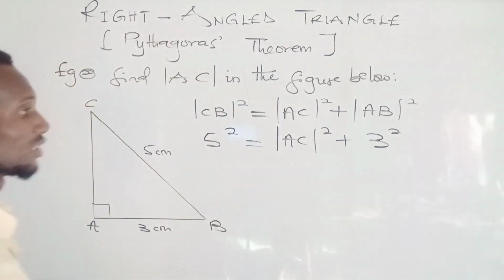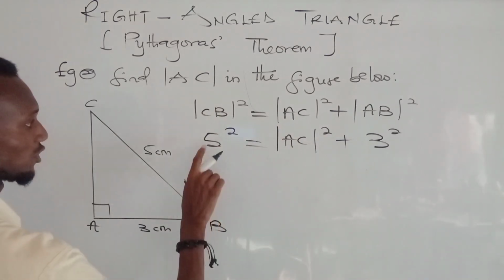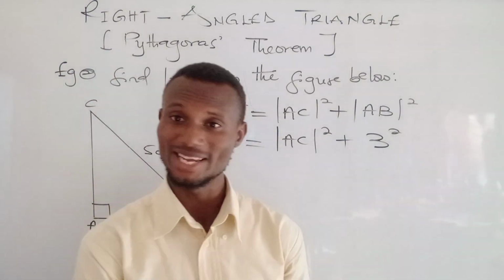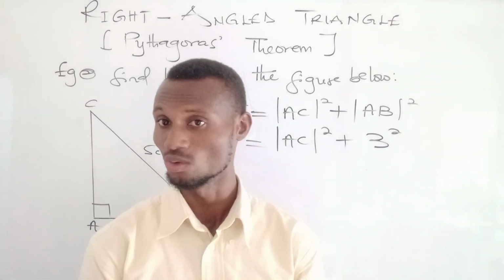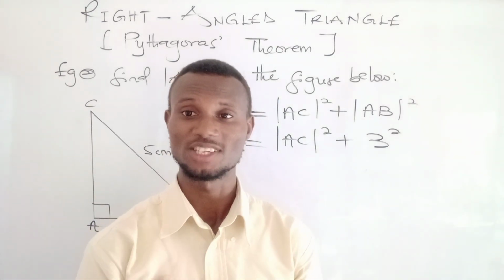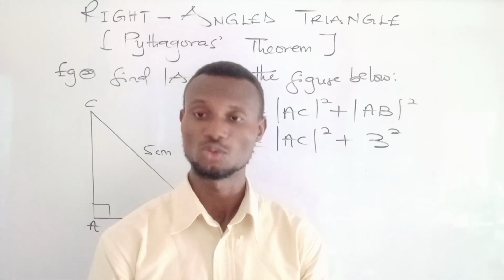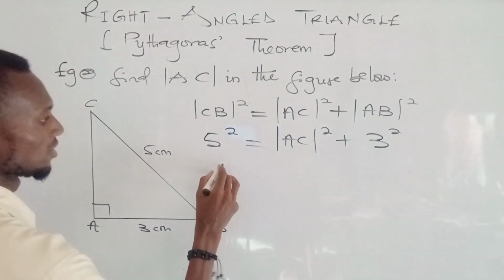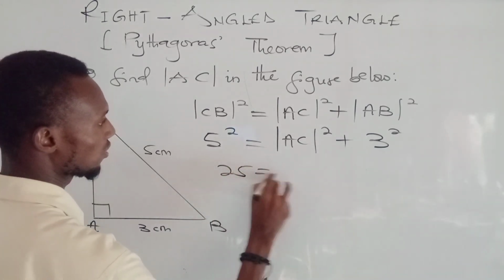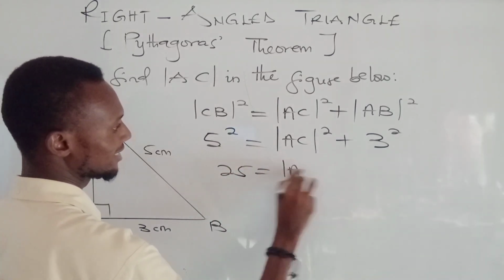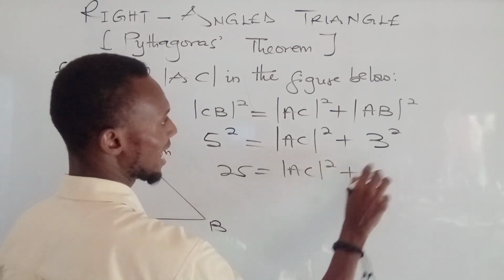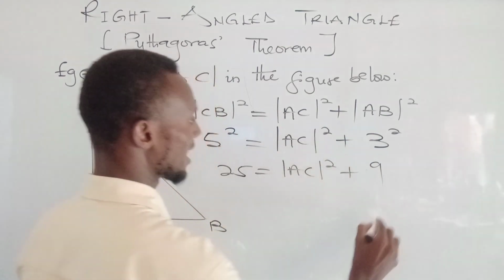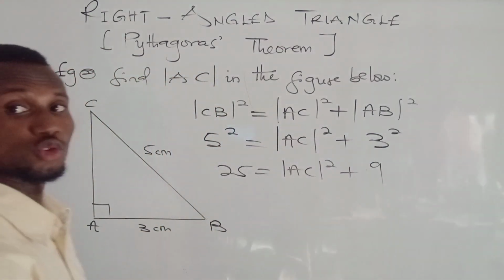I hope you understand and you agree with me up to this point. Now all that we need to do is to simplify further. So 5 squared means 5 times 5. Please, 5 squared doesn't mean 5 times 2. 5 squared means 5 is multiplying itself 2 times, which means 5 times 5, which gives 25. So I'm going to have my 25 equals, repeat your line, AC squared, plus 3 squared, which means 3 times 3, which is 9. So plus 9.